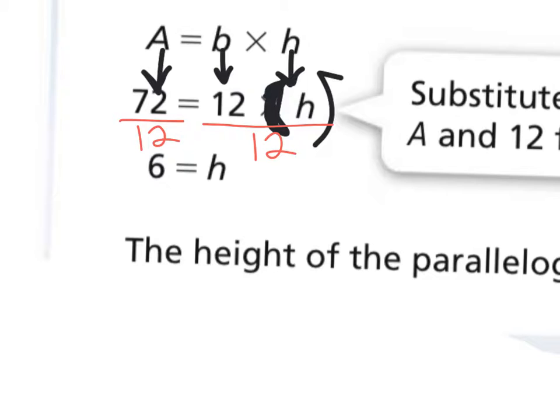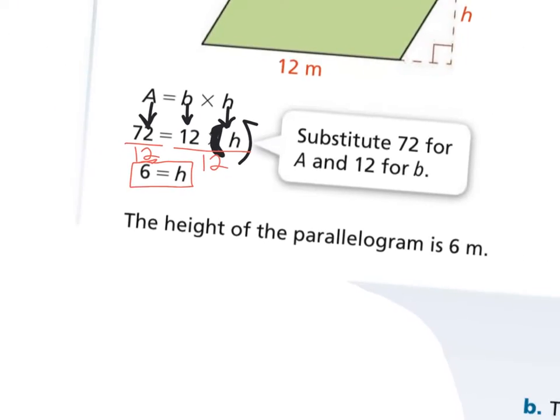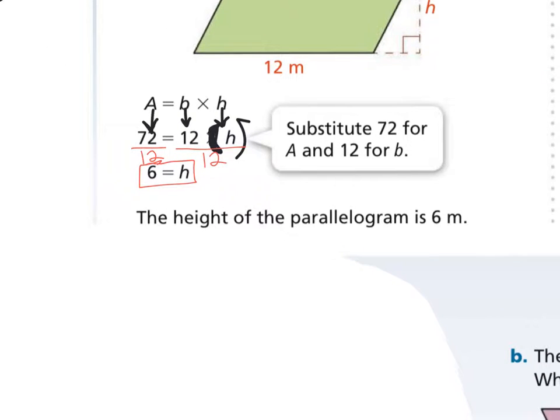That's a multiplication fact for us, hopefully. 72 divided by 12 is 6. And so that means the height of our parallelogram is 6 meters. Notice just plain 6 meters, not square meters, because that's just the height that we're finding, not the area. Area is always going to be in square units. If it's just a dimension, length or width or base or height, it's just going to be plain units.